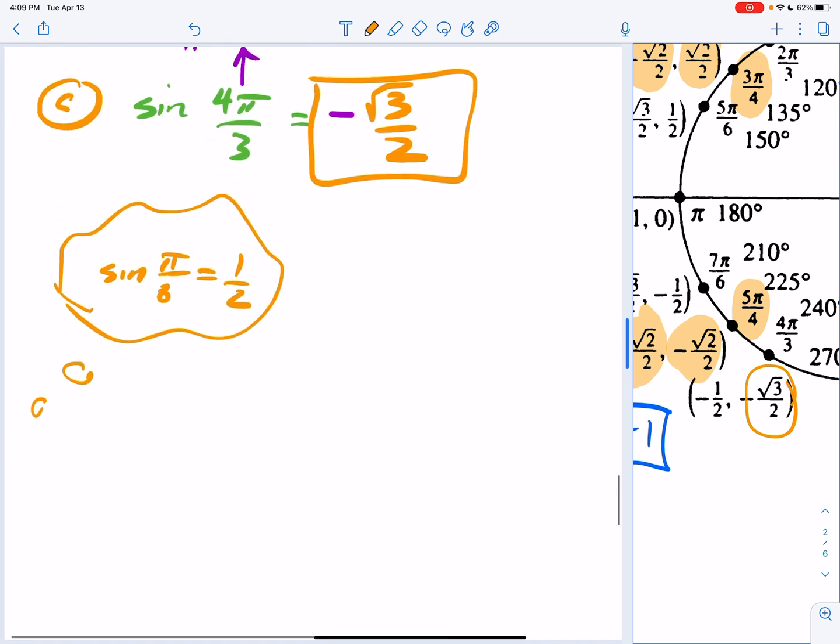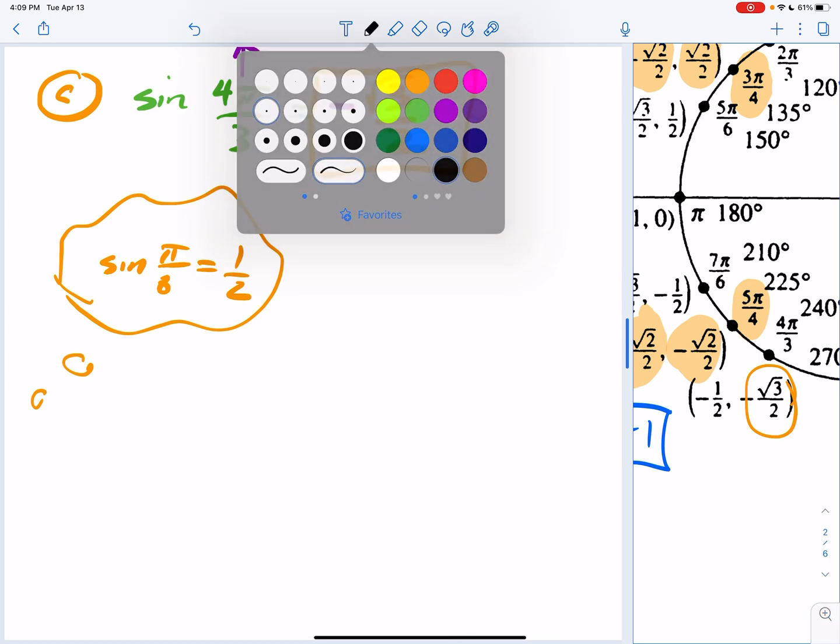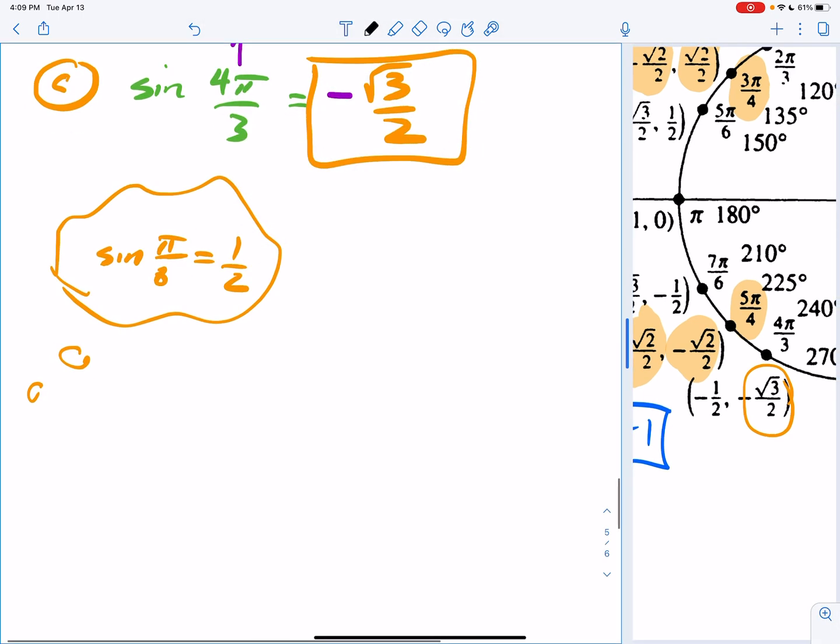Don't worry if you don't see it just yet. It's going to take some time. But let's keep going some more. Here's part D.